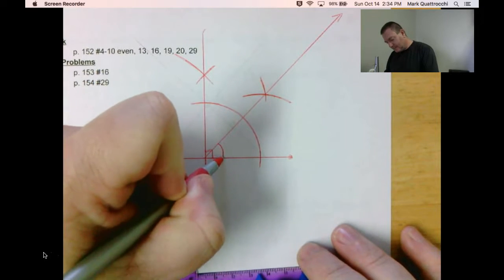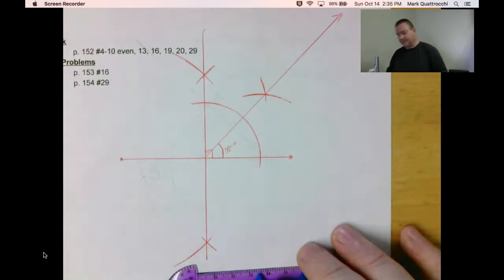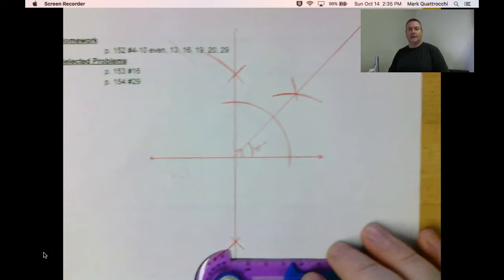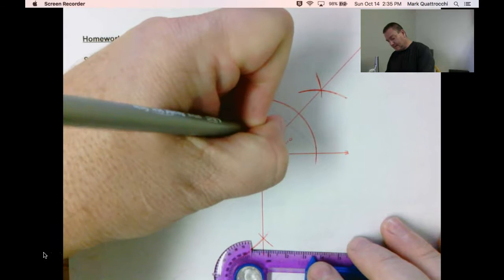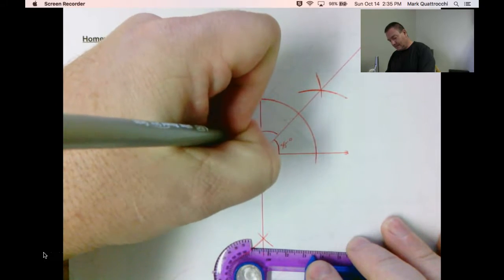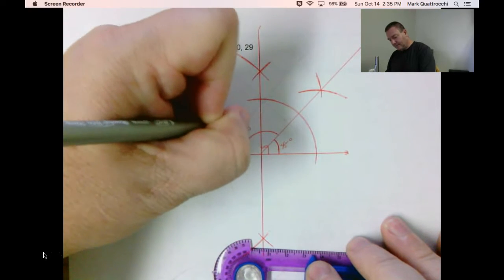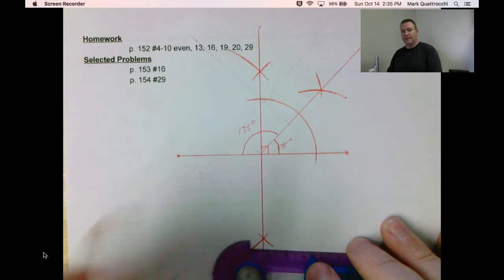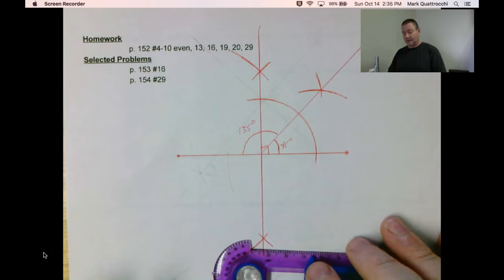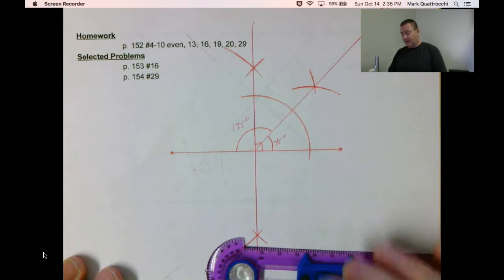This is 45 degrees. Now, I could go through this whole process again if I want to make a 135-degree angle, but I'm not going to because this is 135 degrees. 90 plus 45 is 135. So that's a quick way to get the 45 and the 135.